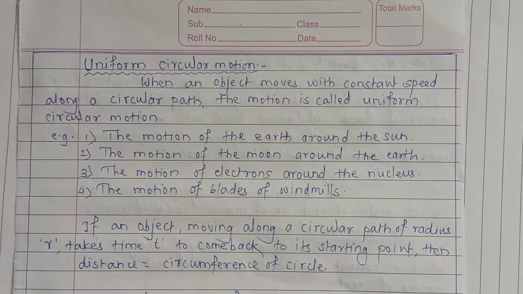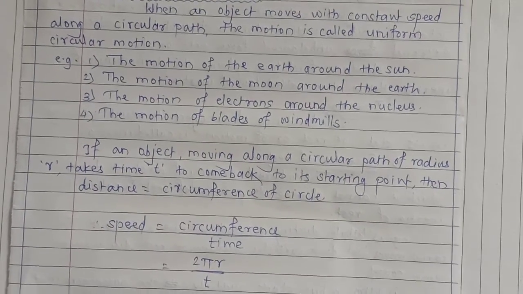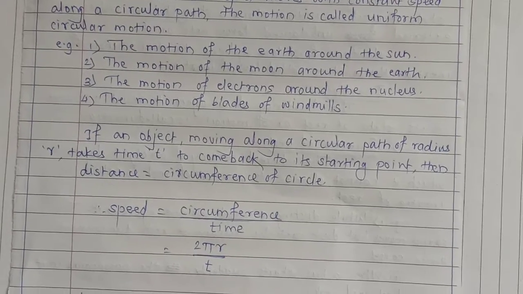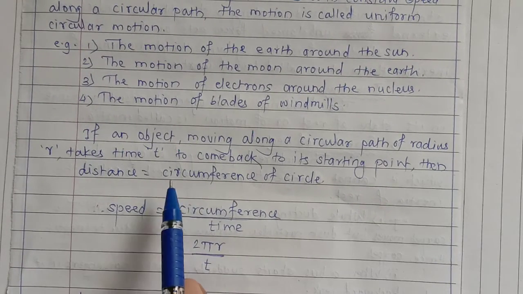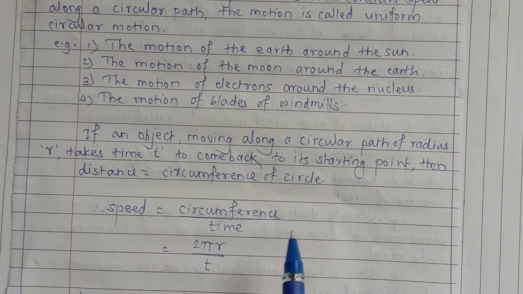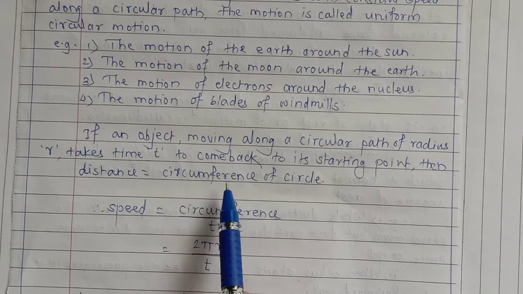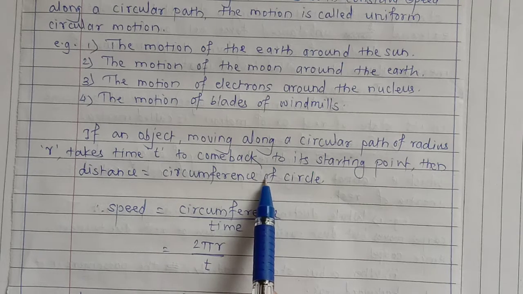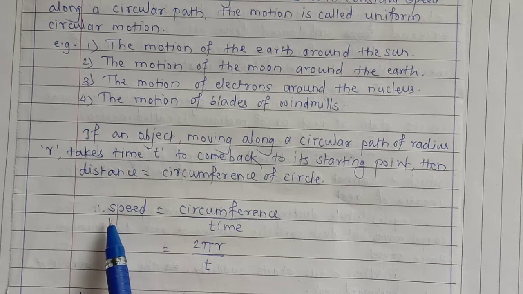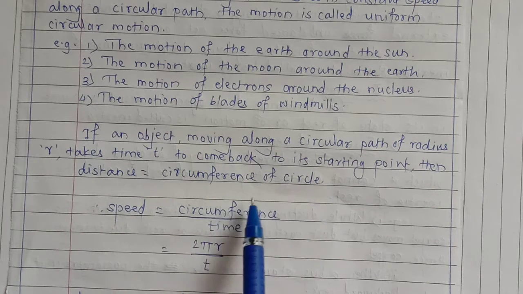So if an object moving along a circular path of radius r takes time t to come back to its starting point, meaning to complete one revolution, then the distance covered by it is the circumference of the circle. To calculate the speed, we have the formula speed equals distance upon time, but in this case distance is the circumference of the circle.